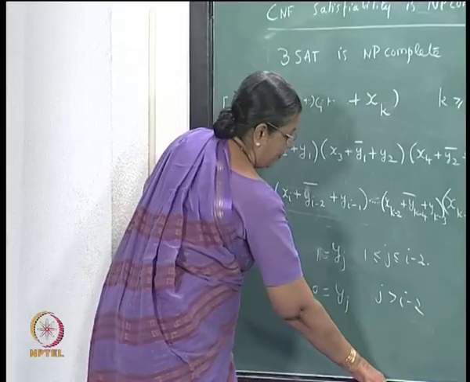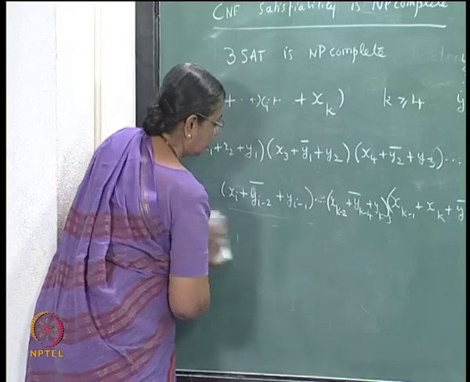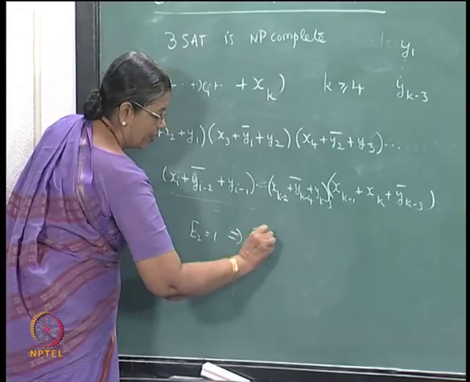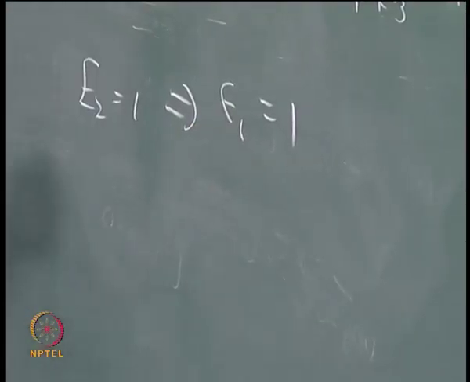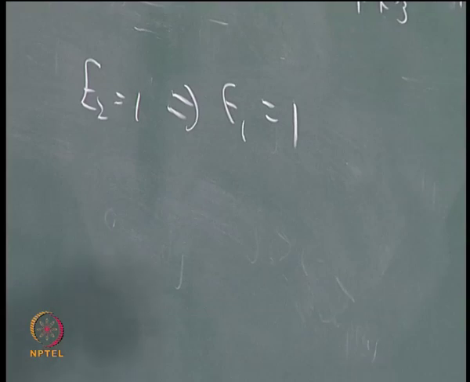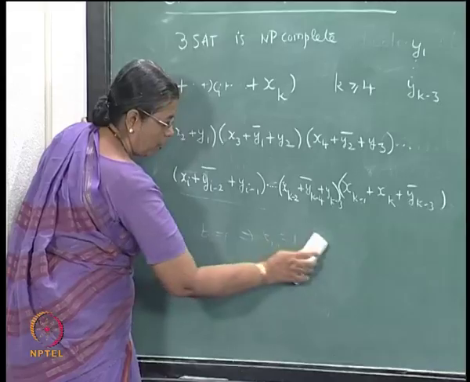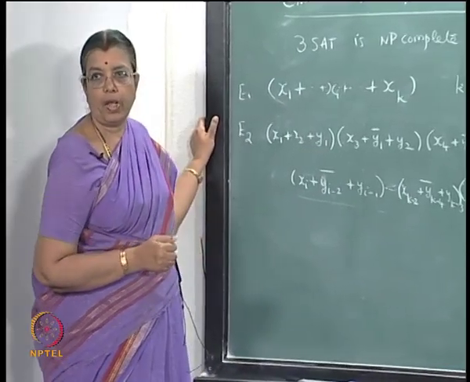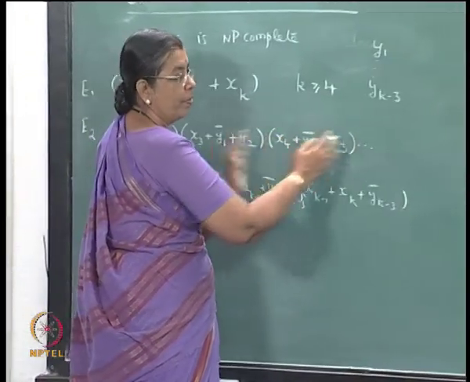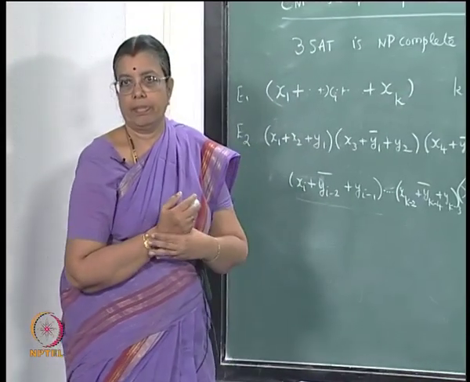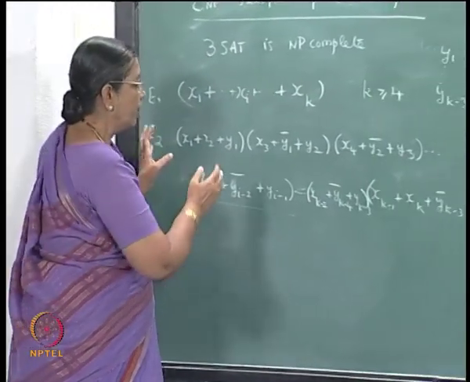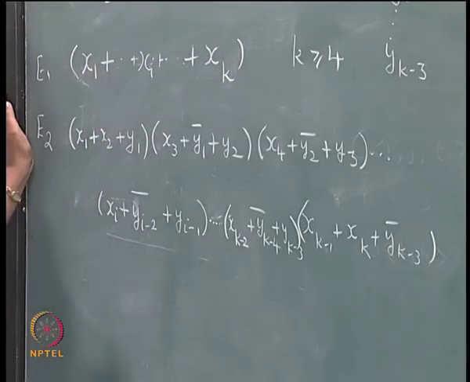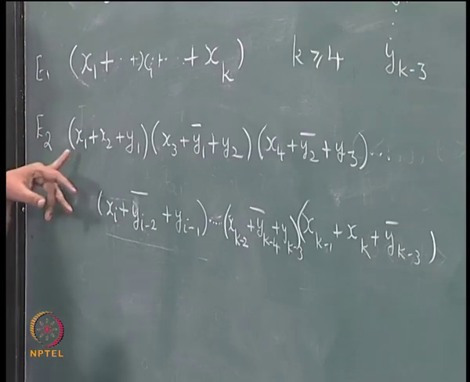And conversely, E2 is equal to 1 implies E1 is equal to 1. I mean, if E2 evaluates to 1, then E1 evaluates to 1. How do I prove that? This expression evaluates to 1, so each one of the factors should be 1. If each one of the factors is 1, then I say that this also evaluates to 1. We will start with that.